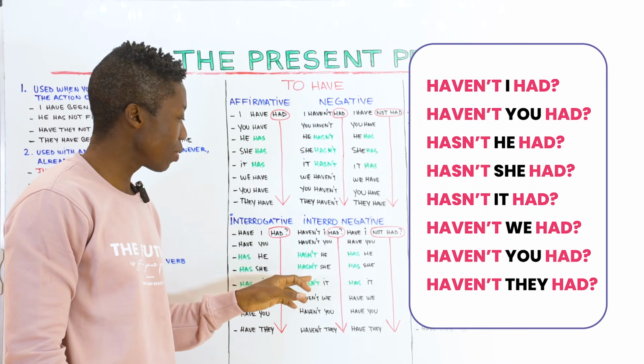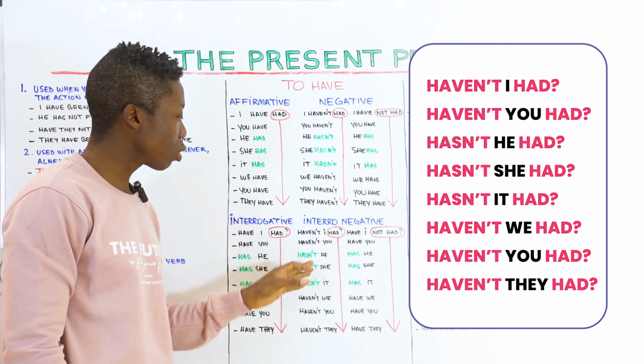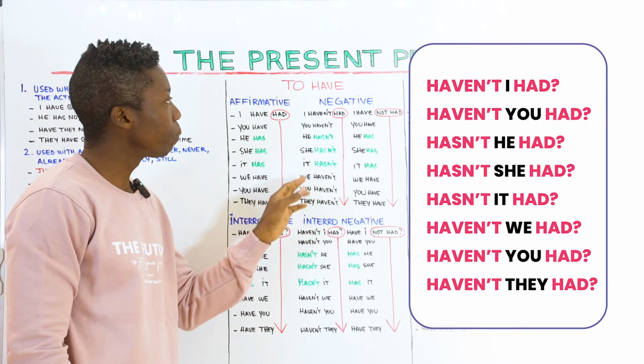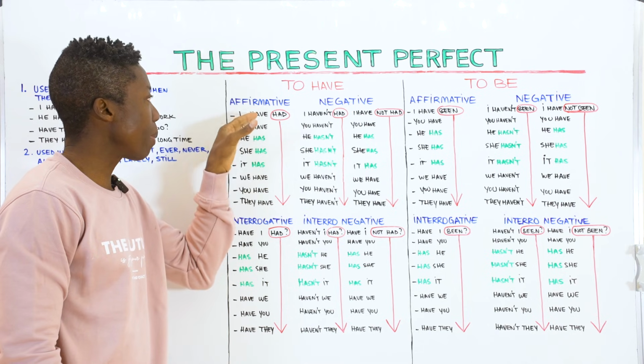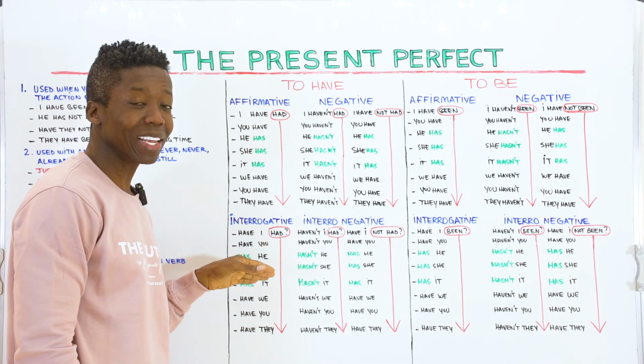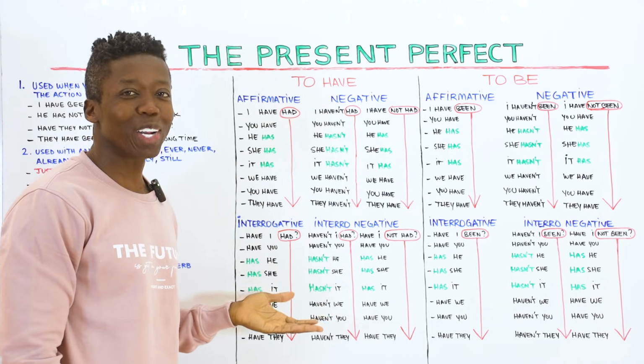Avec le point d'interro bien sûr. Donc c'est la même chose. Vous inversez tout simplement la forme négative et ça devient la forme interrogative. Vous inversez la forme affirmative, ça devient la forme interrogative. Do you understand? Very easy, right?